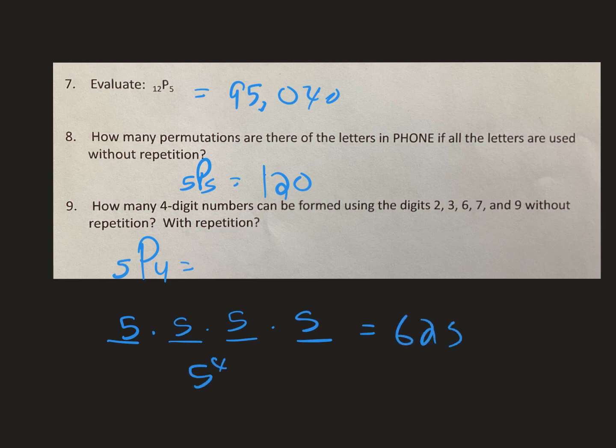And the first one, I'm going to punch that in real quick, 5P4. Shouldn't be that difficult. Those are small numbers, only a difference of 1. I'm getting 120. So if you can repeat, you're getting 625. If you can't repeat digits, only 120.